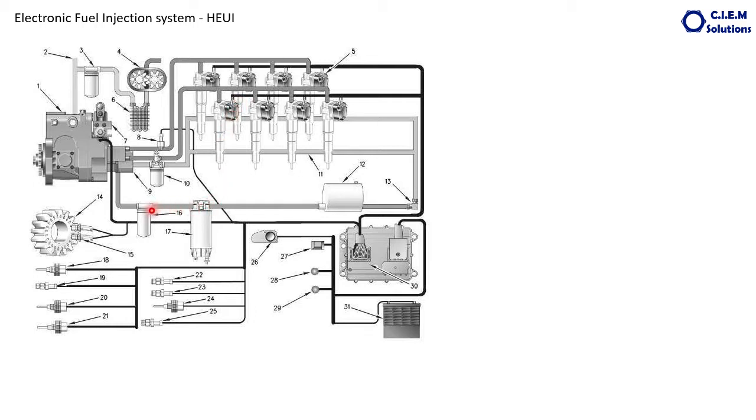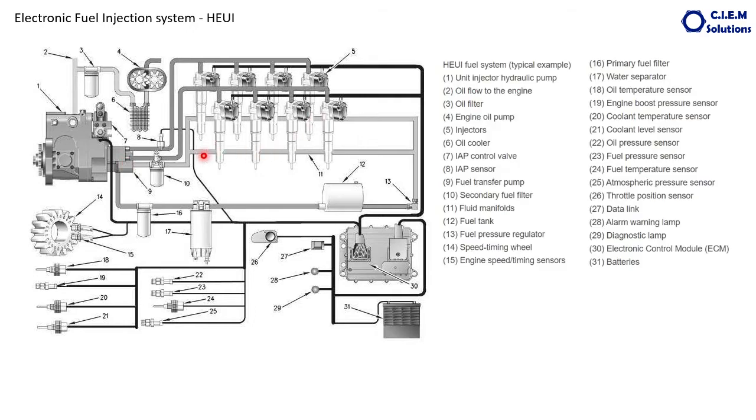Then again the primary filter, where some more impurities are filtered. Then the fuel goes to the fuel transfer pump. This is a gear pump, which normally develops pressure of approximately 40 to 50 bar. From this it goes to the secondary fuel filter, and clean fuel is always available at the injectors. These are the injectors: 4 injectors on one bank and 4 injectors on the other bank, so this is a V8 engine. Fuel is always available at 40 to 50 bar at the injectors.